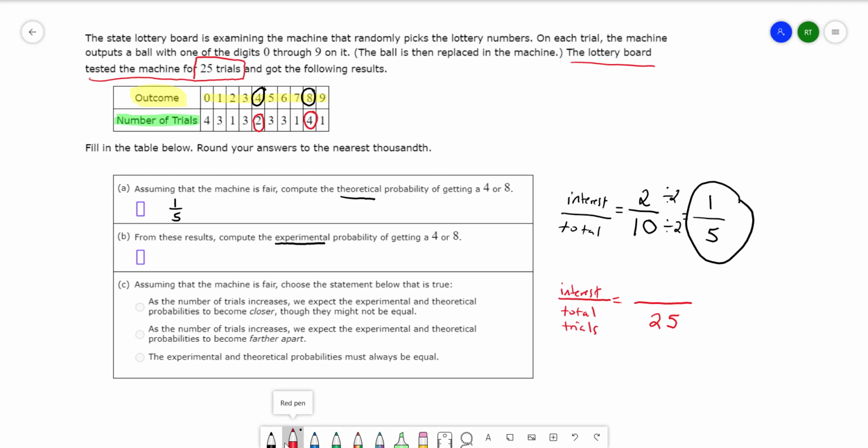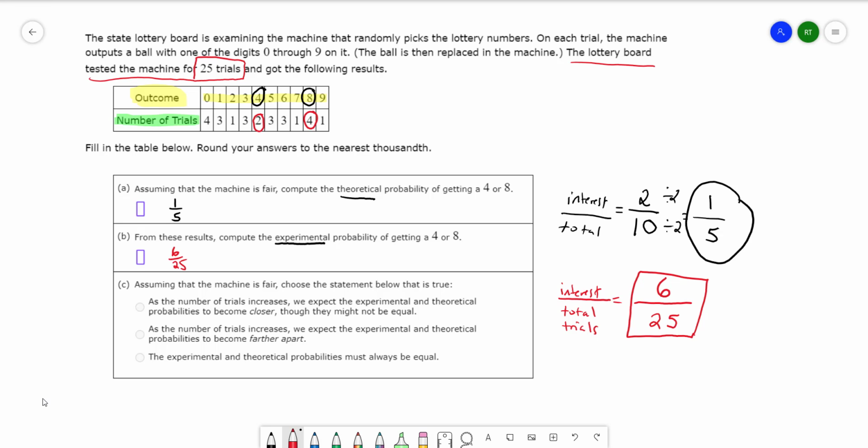So since we're trying to figure out the experimental probability of getting a 4 or an 8, we combine those two numbers of trials for a 4 and 8, and they came out a total of 6 different times. So 6 out of 25 trials were either a 4 or an 8. And then I can see if I can simplify this, and the greatest common factor is only 1. So my final probability would just be 6/25. And that would be my answer for letter B.